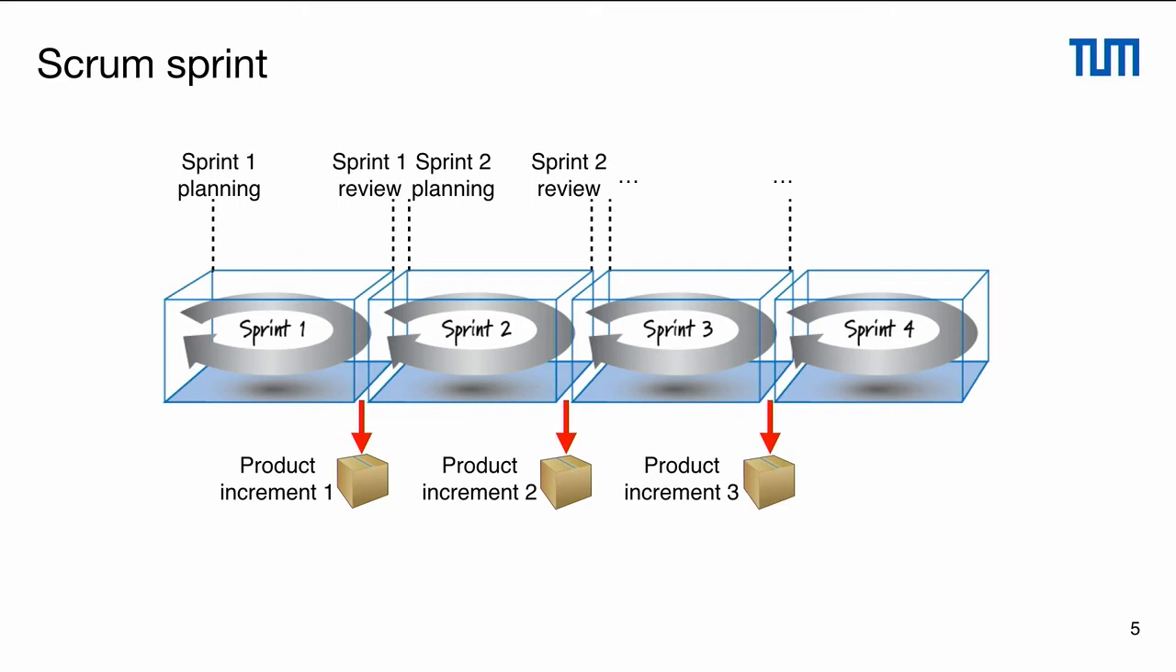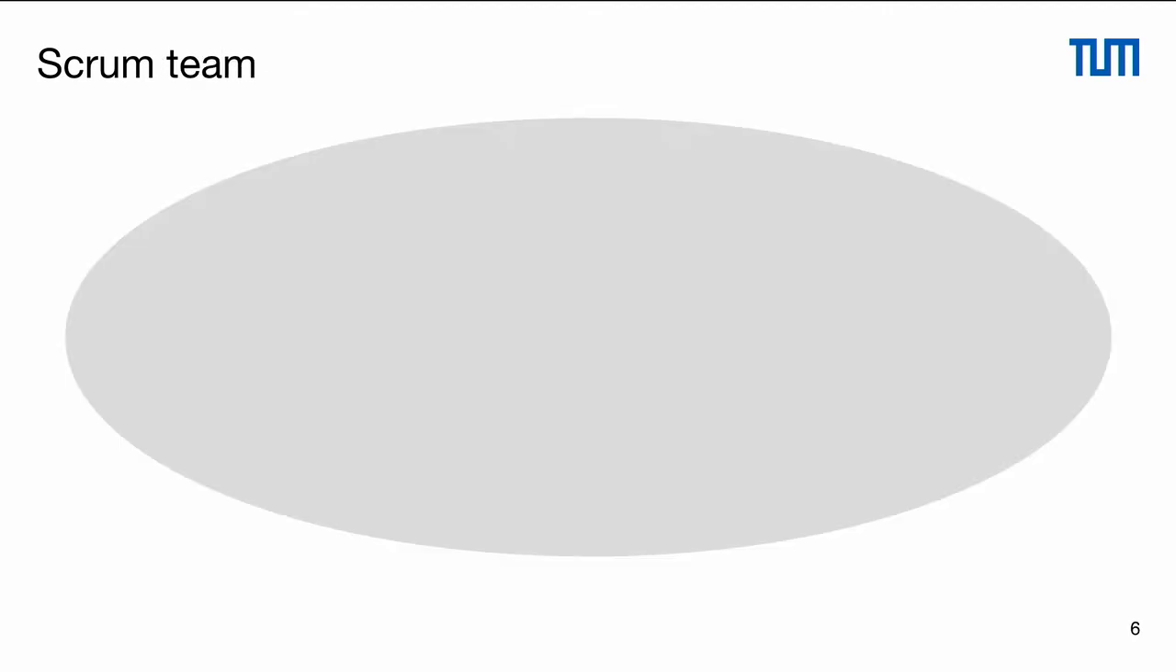And what you can already see in this slide is that it's very likely that you put the sprint 1 review and the sprint 2 planning meeting, for example, together so that you combine the team members in a larger meeting to save time. A Scrum team consists of 3 different roles.